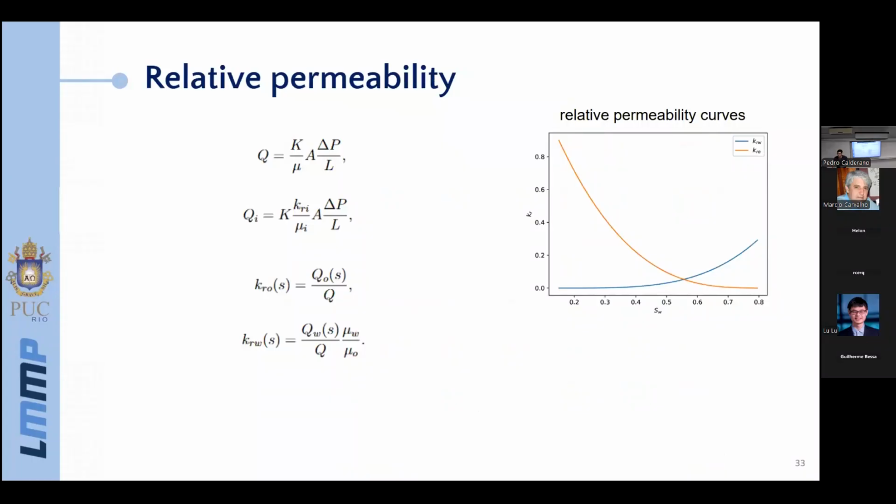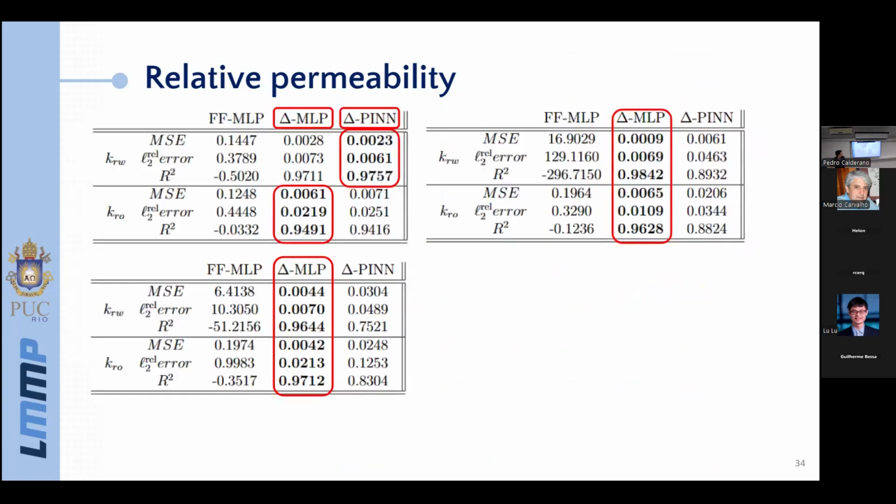So with those inferred fields, I could compute the relative permeability. Well, basically because I only needed the flow rate of oil, flow rate of water, and the total flow rate, and I could compute that by integrating the saturation field and the x direction velocity field. And well, I computed the relative permeability. And in here, I'm showing the metrics of those predicted curves.